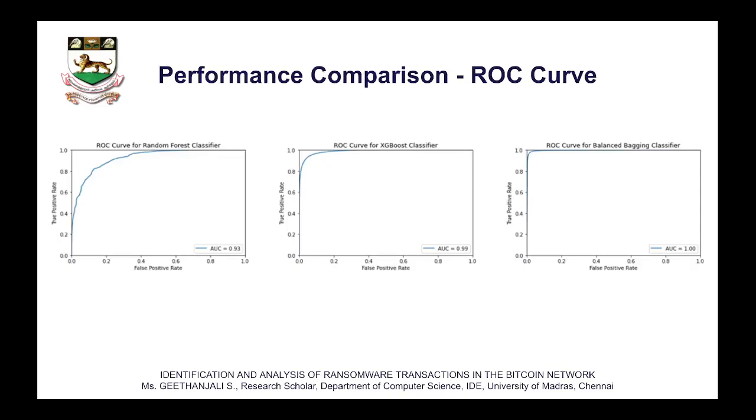And this is the ROC curve that is being shown here for the three different classifiers. From this it is clearly seen that the area under the curve, AUC, determines the ratio of true positive and false positive rate, or how accurate the predictions the model is able to make. And AUC is highest for the balanced bagging classifier, which makes it stand out among these three.